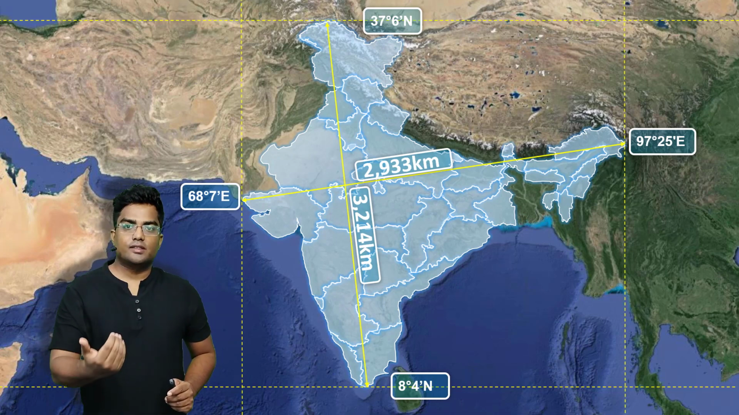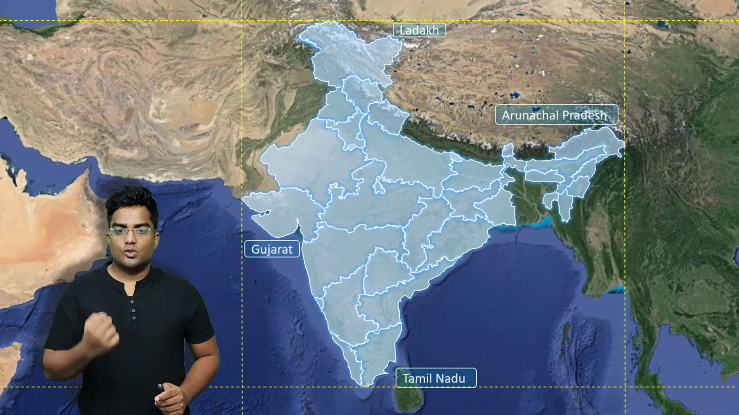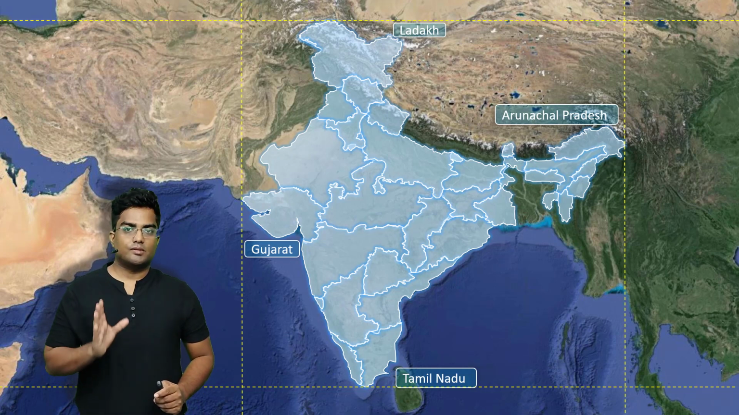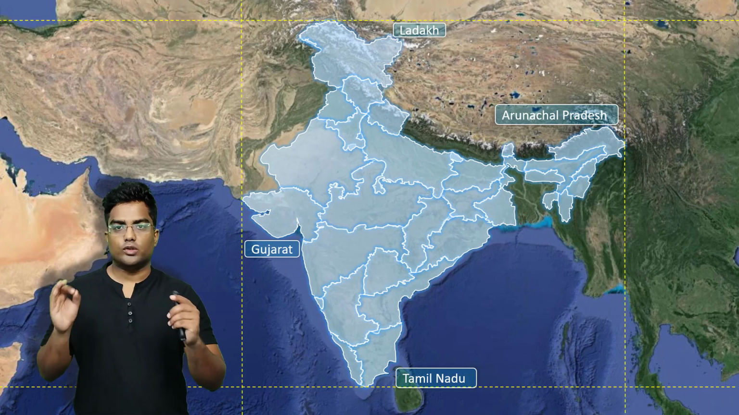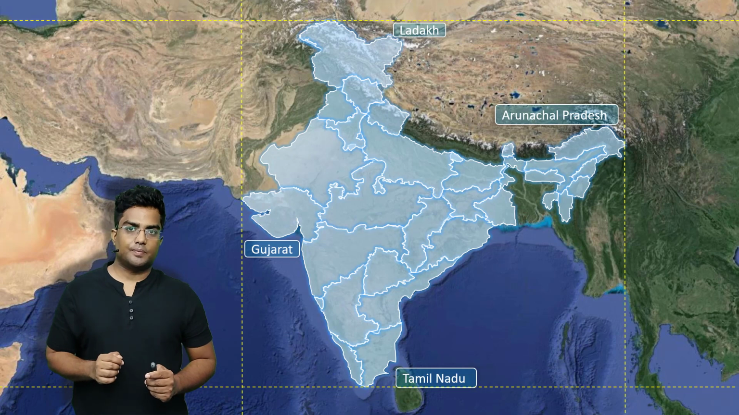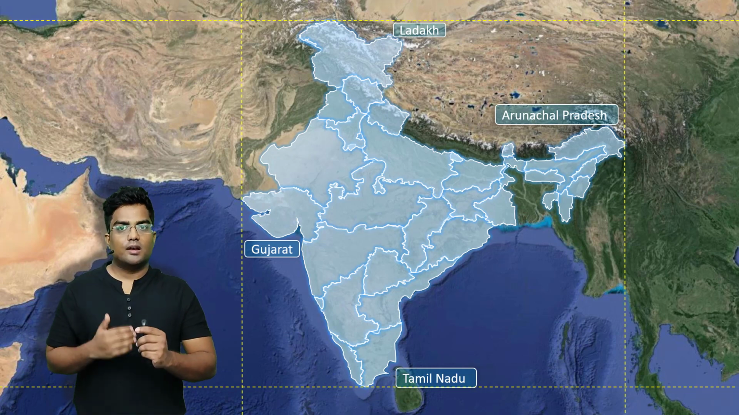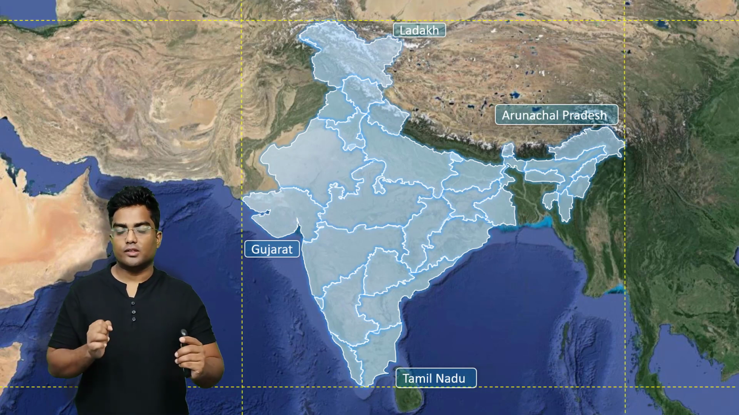Now, let's discuss these extreme points in detail. These are the states where the extreme points are located. The first one is Ladakh. Ladakh is the place where the northern extreme is located. Ladakh is a union territory. Earlier it was part of Jammu and Kashmir. The current status is that Ladakh is a union territory, but you have to be updated on this matter.